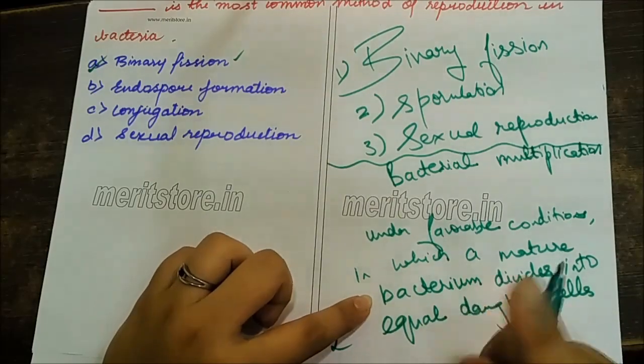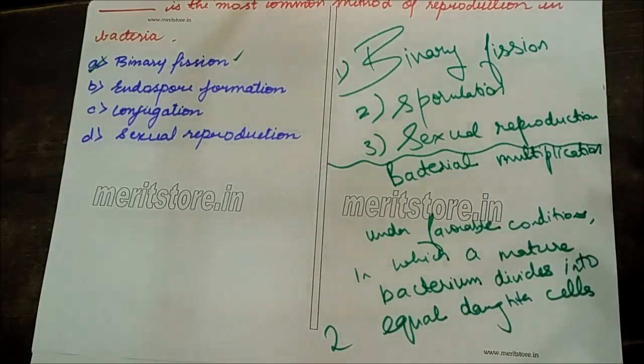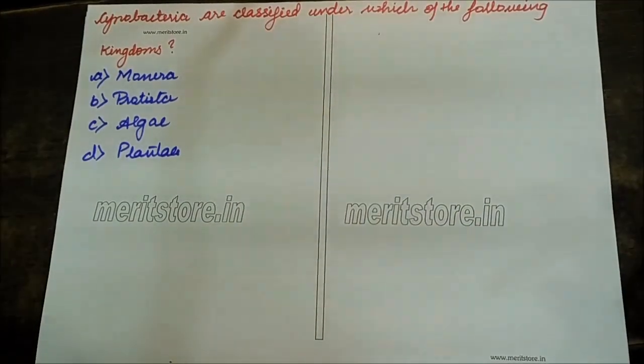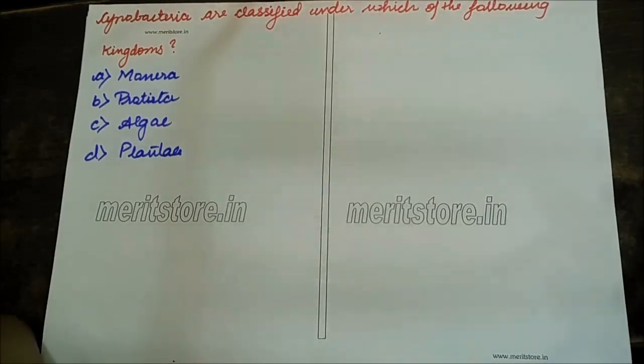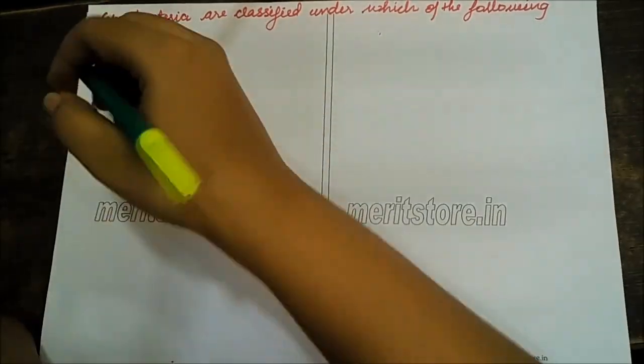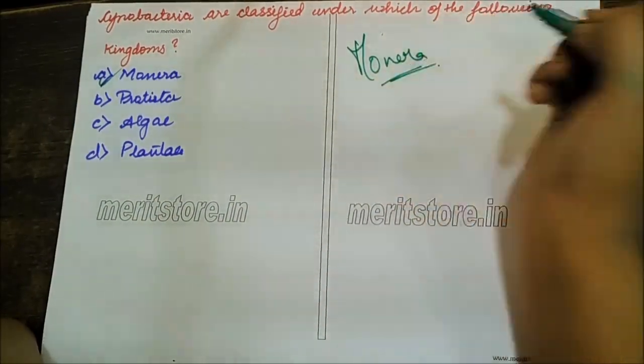So bacterium is single, bacteria is two or more. Let's move on to the next question. Cyanobacteria are classified under which of the following kingdoms? Monera, Protista, Algae, or Plantae? And the answer for this is Monera. Let's know how.